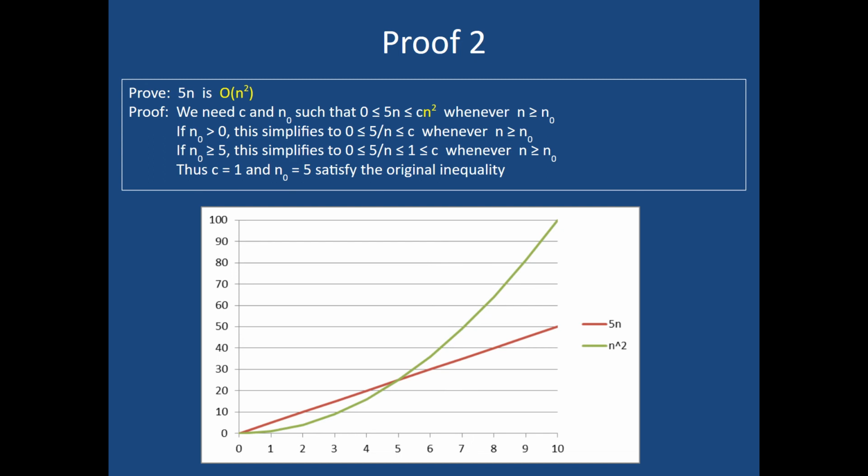How do you prove that 5n is O of n squared? So I've graphed them, and you'll see that 5n, the red curve, is bigger for a while than n squared, which is the green curve. But eventually n squared takes off. It gets bigger because n squared grows faster than n. So it's obvious from the graph that 5n is O of n squared. But to do the proof, we have to find a constant c and a cutoff n0.